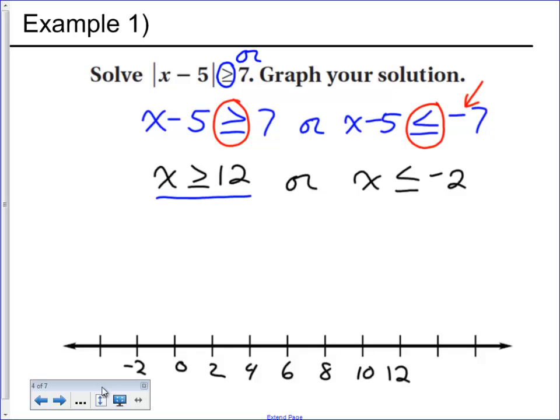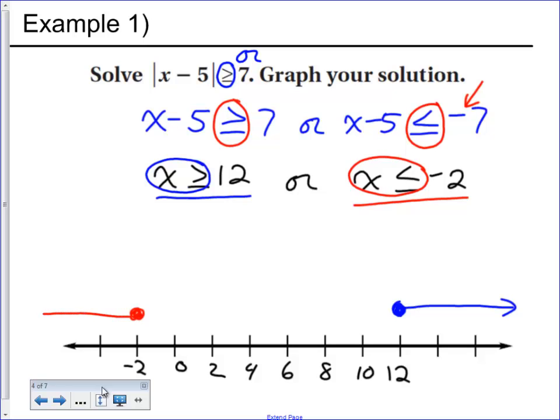X is greater than or equal to 12, so a closed circle. And because it's opening towards the variable, arrow to the right. And we'll do this one in red. And a closed circle above negative 2. And because the inequality is facing away from the variable, that would be arrow to the left. So we're looking for all the numbers that are smaller. So all the answers that are over here are combined with all the answers over here, because the word OR is a lot like a union. So it can be on the right side or the left side. It does not have to be on both sides at the same time.